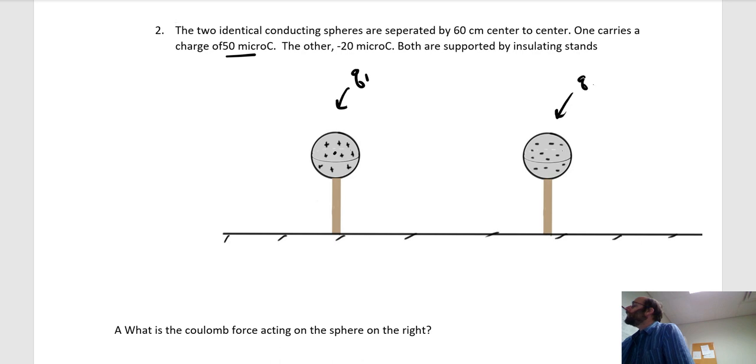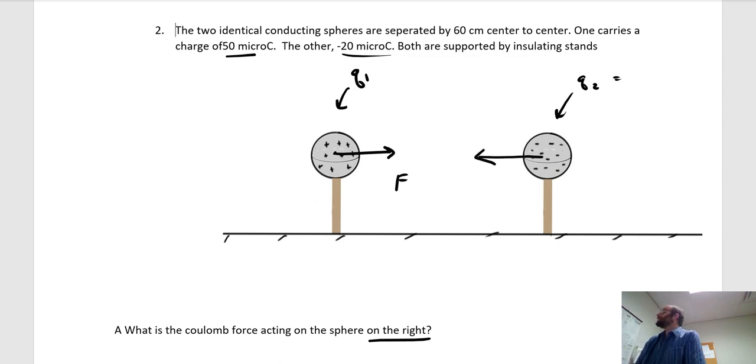This one also is charged, a different value. There's your minus 20 microcoulombs. Keep in mind that micro means 10 to the minus 9th. Now, let's see, part A, what is the Coulomb force acting on the sphere? Now, this does say acting on the sphere on the right, right? So acting on this sphere. Now, it's a positive, negative situation. Right, so we're going to get an attractive force between them.